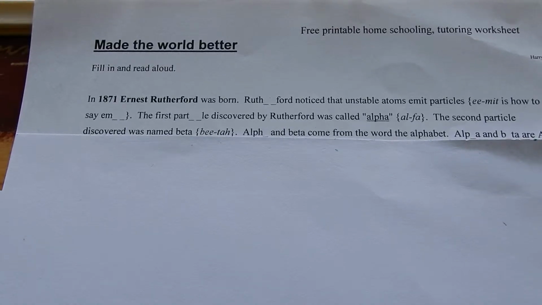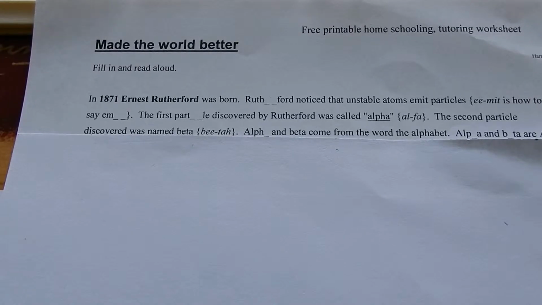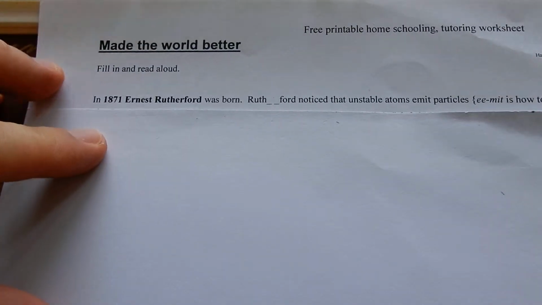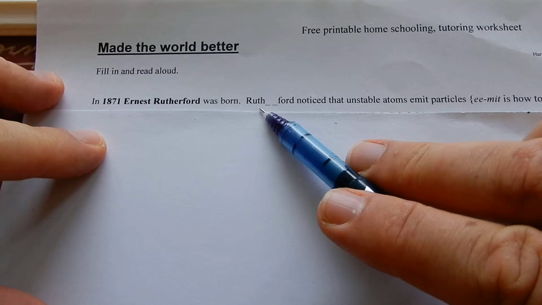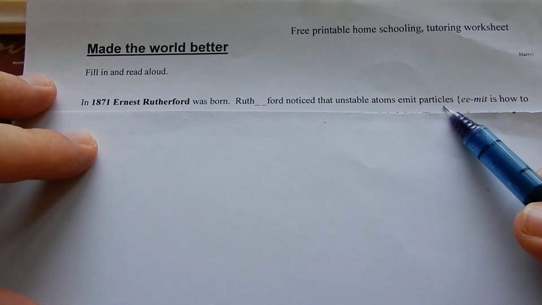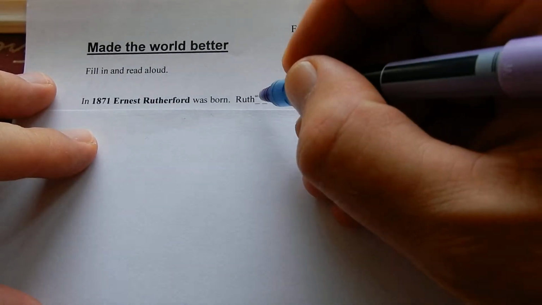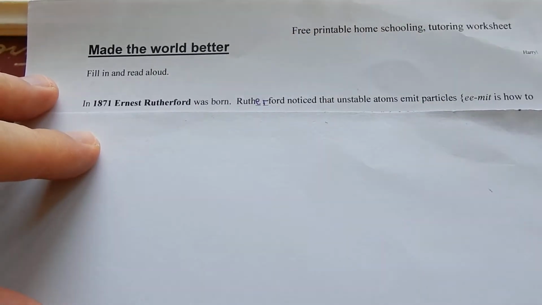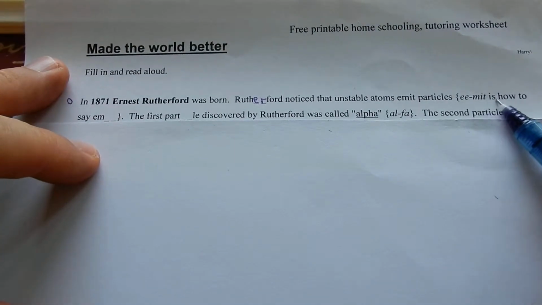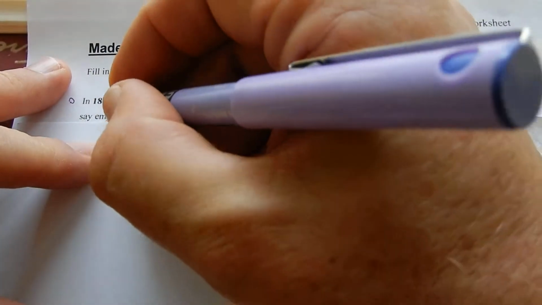People that made the world a better place. Ernest Rutherford. In 1871, Ernest Rutherford was born. Rutherford noticed that unstable atoms emit particles. Rutherford, I think it was from New Zealand. I've got to check that. Emit is how to say emit.